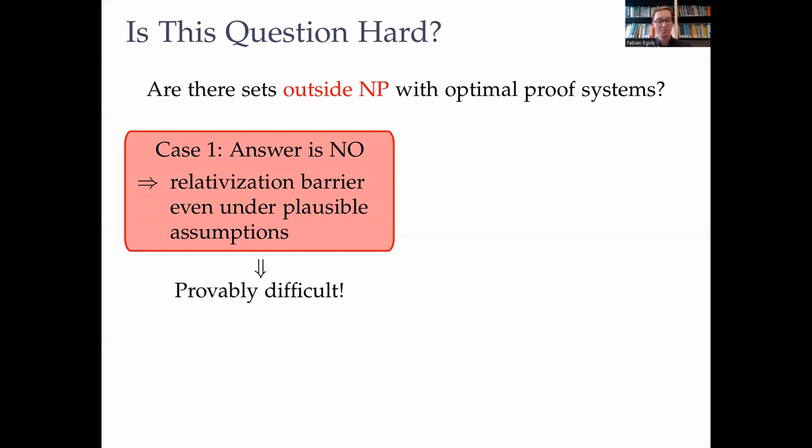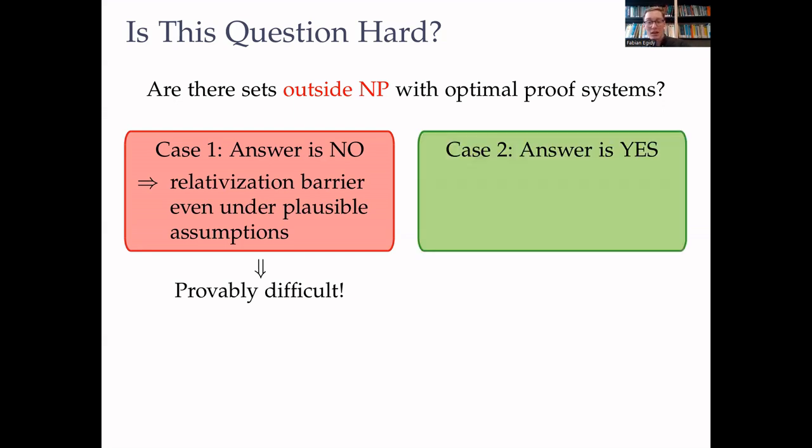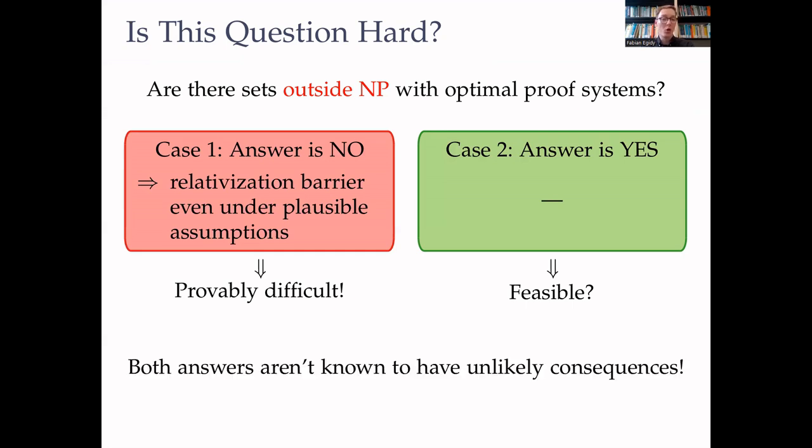But what this means is that answering the question in this case is provably difficult because we have to overcome a proof barrier. In the second case, however, if the answer is yes to the question, no such evidence for the difficulty is known. So it could be that finding a set outside NP that has optimal proof systems is feasible with our current proof techniques. And also, both answers are not known to have any unlikely consequences. So it is unclear which answer seems more likely.